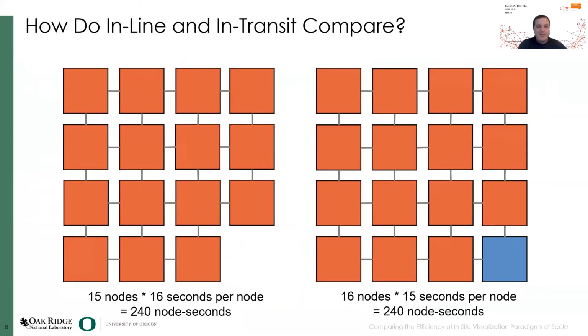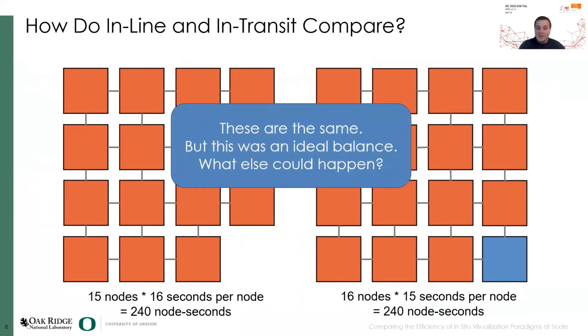For inline, we have 15 nodes, each running for 16 seconds per node, for a total of 240 node seconds. On the in-transit side on the right, we have 16 nodes, each running for 15 seconds per node, which is still 240 node seconds. So these are the same, but like I said, this was an ideal balance.